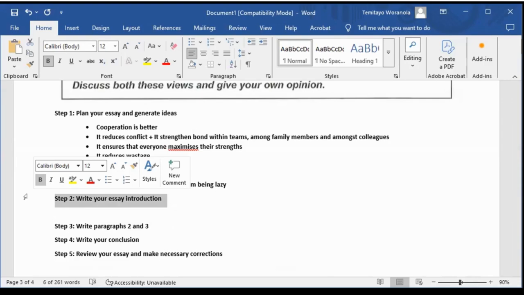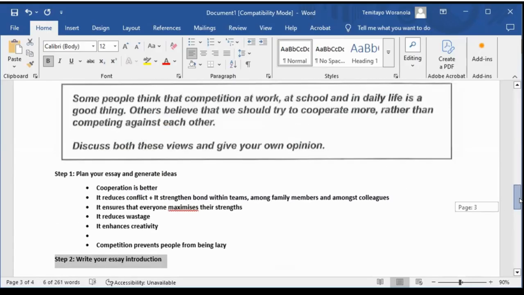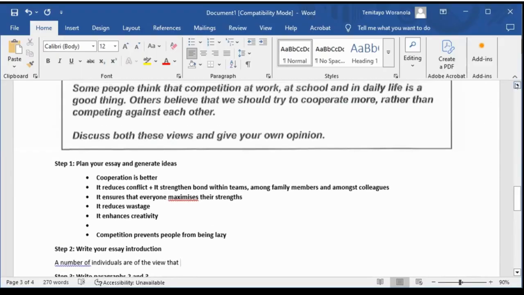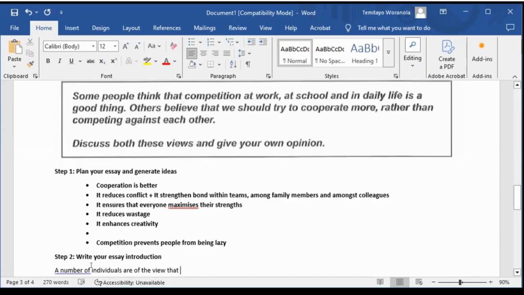Okay, so let me write my introduction now. Let me look at that essay question again and use it to write my paraphrase of the question prompt. So, a number of individuals are of the view. Can you see I'm paraphrasing? Instead of saying some people, what have I written? I wrote a number of individuals. Notice I did not say many individuals. Some is not a paraphrase for many. Many is not a paraphrase for some. Please don't use those two things interchangeably.